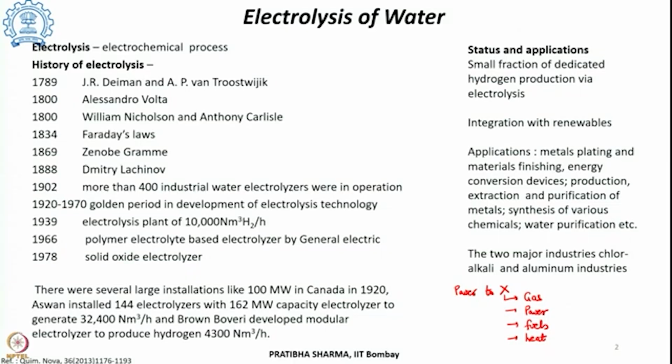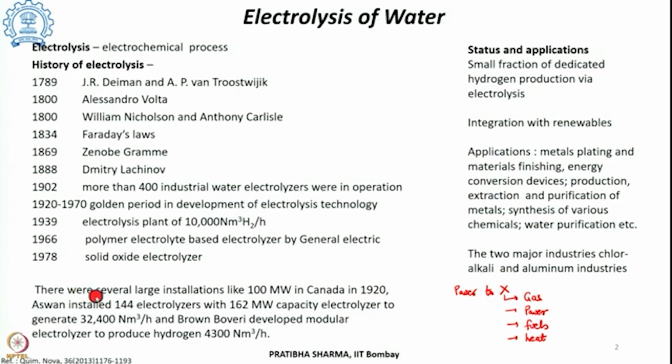Their components came into picture in this particular duration. In 1939 the first large scale electrolysis plant was commissioned, and this had a capacity of 10,000 normal meter cube of hydrogen produced per hour. In 1948 the first alkaline water electrolysis plant, by Lurgi, came into picture. Then in 1966 the polymer electrolyte membrane based electrolyzer was first commissioned by General Electric, and in 1978 solid oxide electrolyzers were being considered for electrolysis of water.